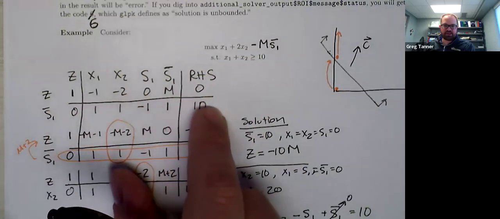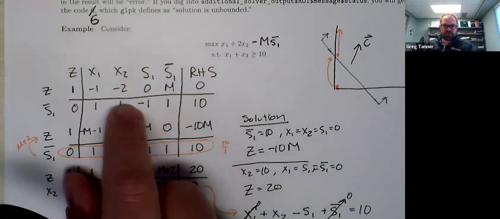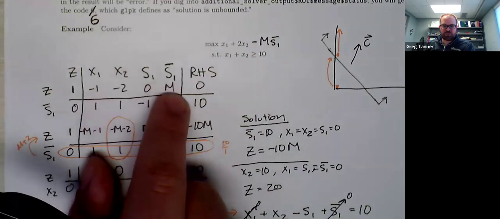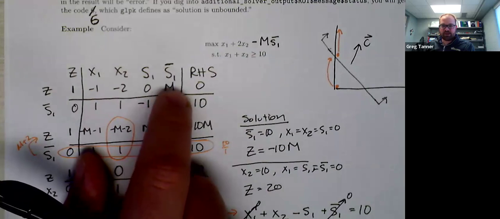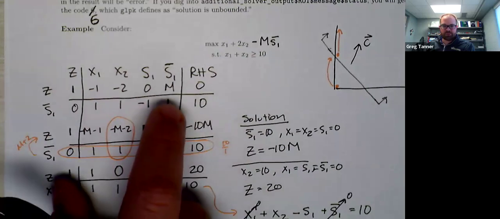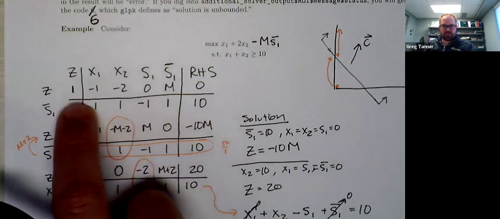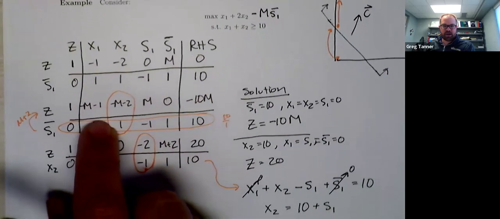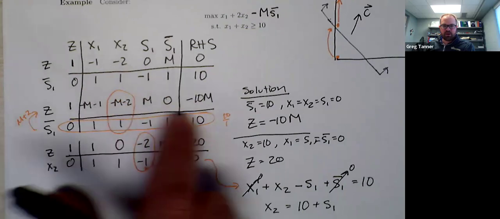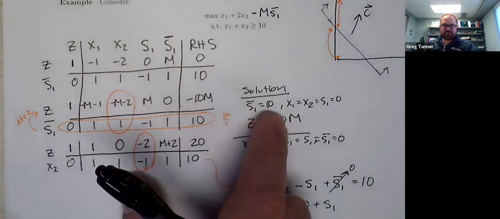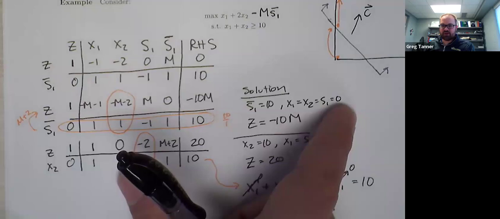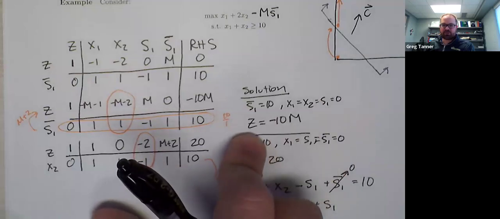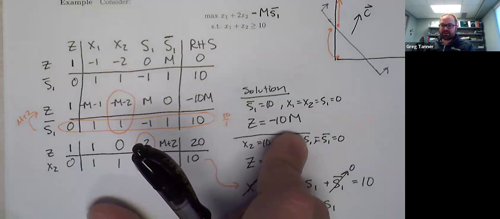Here's our setup, putting it in a tableau. We have to do that kind of half step initially to make it so that S1 bar is our basis variable and eliminate this M here. So we multiply this row by negative M and add it up. That'll get us to our actual starting tableau here with a solution S1 bar equals 10. X1, X2, and S1 are all non-basic variables, so they're 0. And at this point, Z is negative 10 times a huge number, so like negative 10 million.